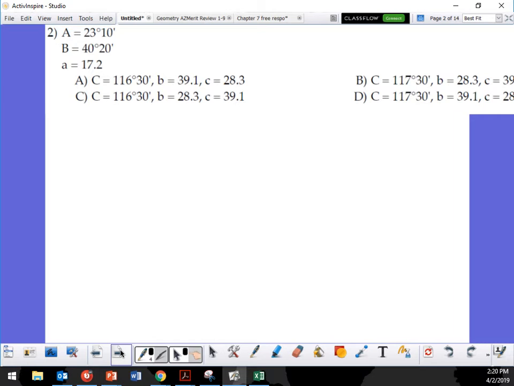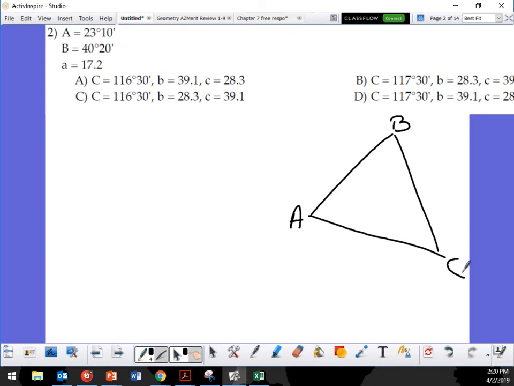So let's see. Let's go ahead, draw this. So I'm going to label it A, B, C. Big A is 23 degrees, 10 minutes. Big B is 40 degrees, 20 minutes. Little a is 17.2. All right, can we solve for everything? What's the first thing I have to solve for?